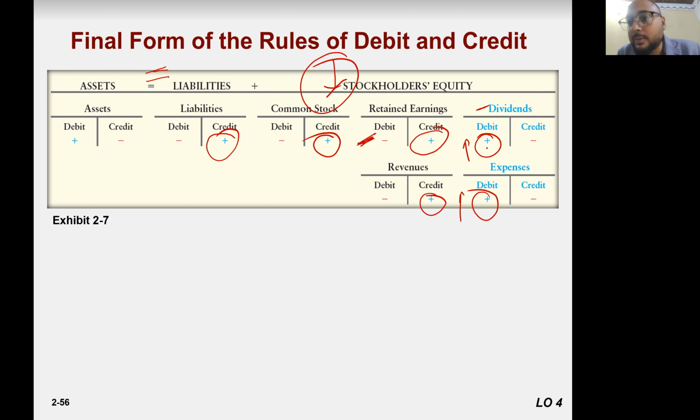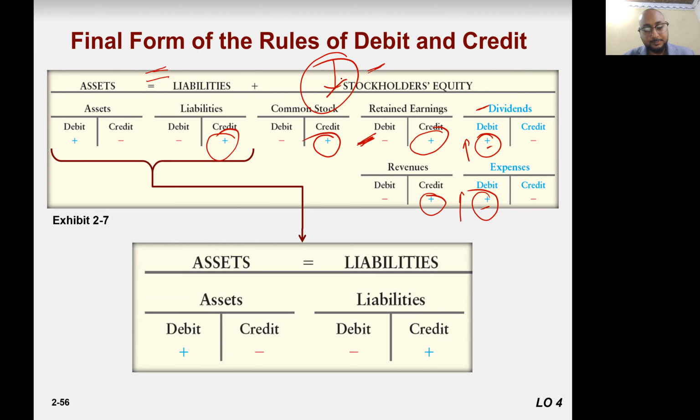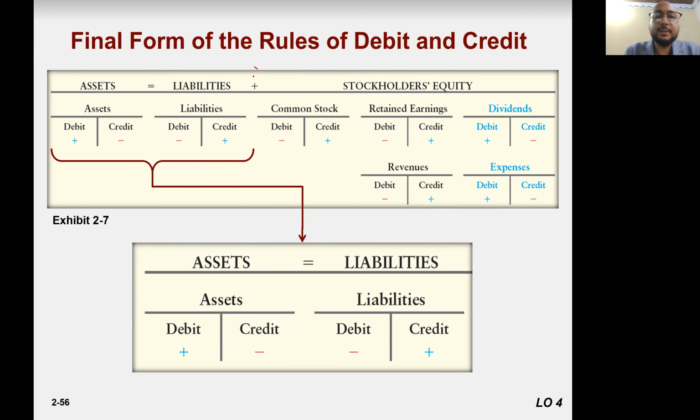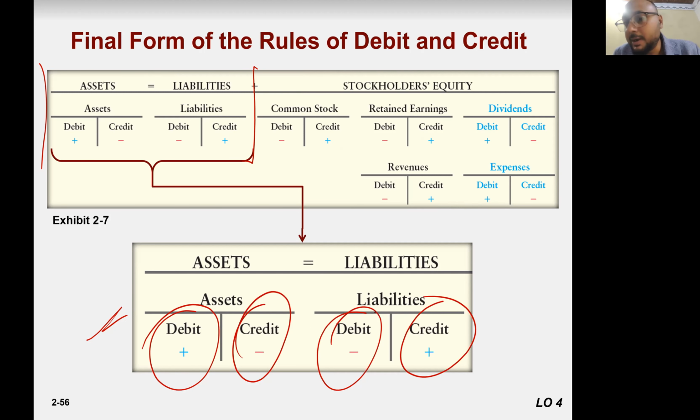So don't get worried about this plus sign here. Plus means increase, so don't get confused with the mathematical stuff. Plus means increase, negative means decrease. Look at the logic here: a dividend increase will be recorded on the left hand side of the stockholder equity. So this is just the enhanced version, simple. Liability increase, credit; asset increase, debit.